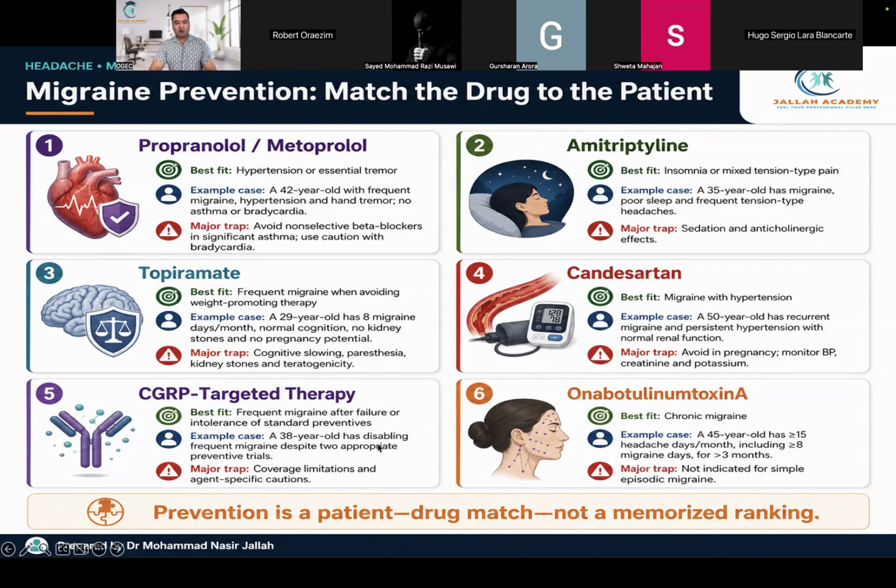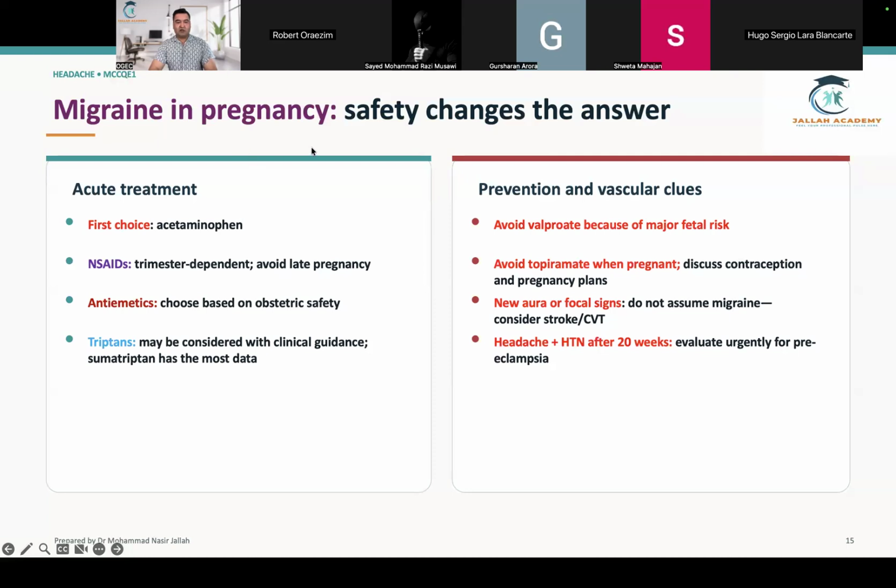A 38-year-old has disabling frequent migraine despite 2 appropriate prevention trials. So you use this one. And this is for the chronic: a 45-year-old has 15 or more headache days per month, including 8 or more migraine days, for more than 3 months. So this is for the chronic prevention. Now, migraine during pregnancy, safety changes the answer.